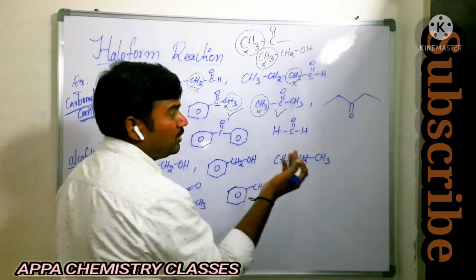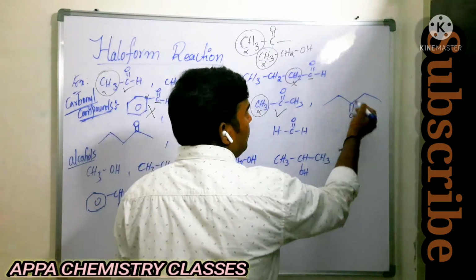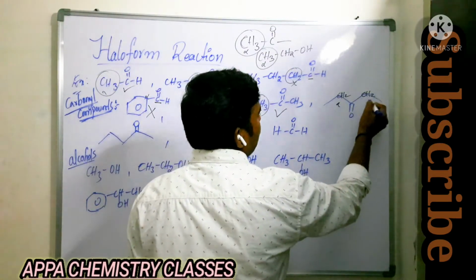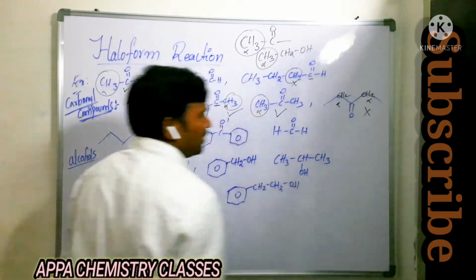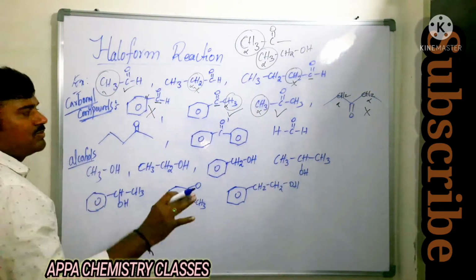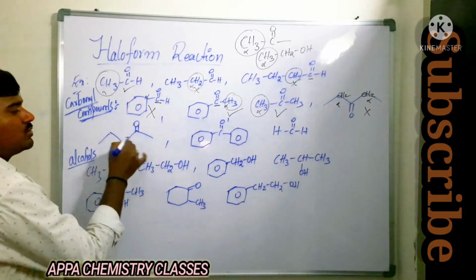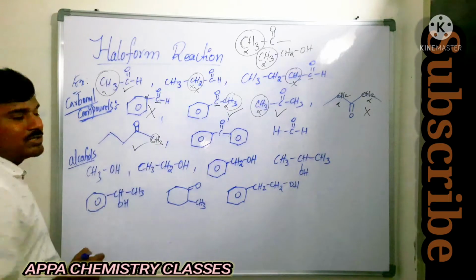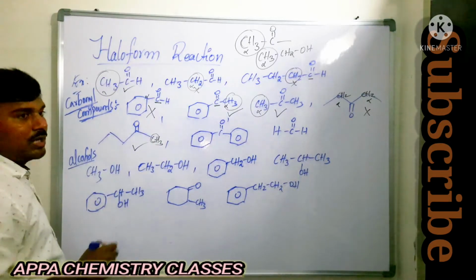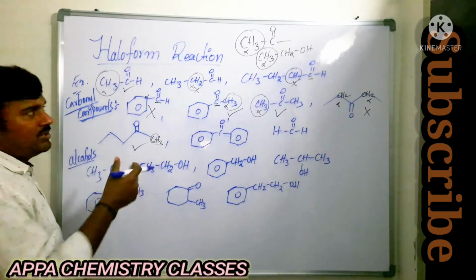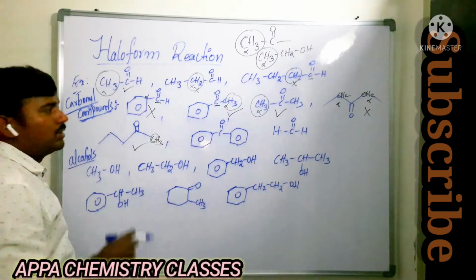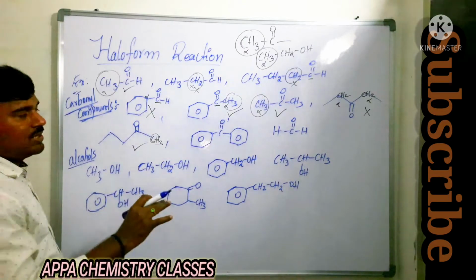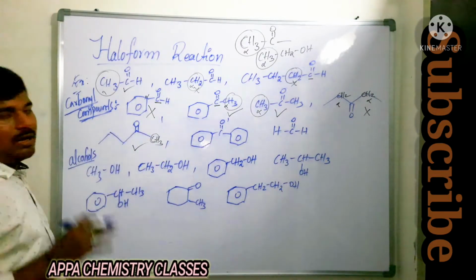Just now I explained this. 3-pentanone does not participate because its alpha position contains a CH2 group, so it does not participate in the haloform reaction, which is very important. This is 2-pentanone, which contains a CH3 group, so it participates in the haloform reaction. Beside the functional group, we have to check that it is a methyl group. The carbon adjacent to the carbonyl compound should be a CH3 carbon, then only does it participate in the haloform reaction.